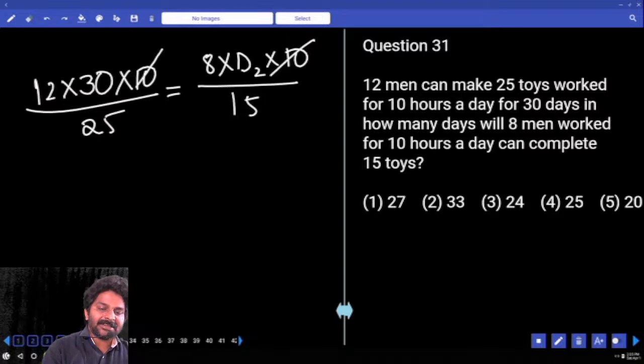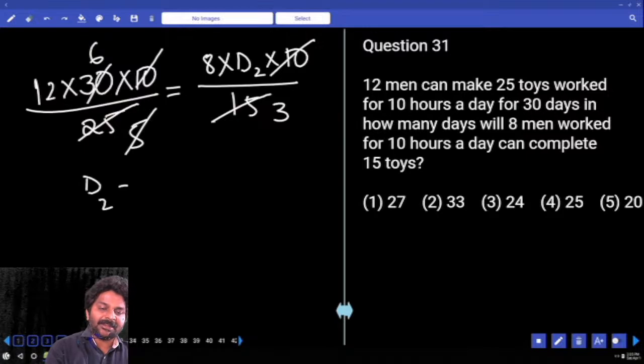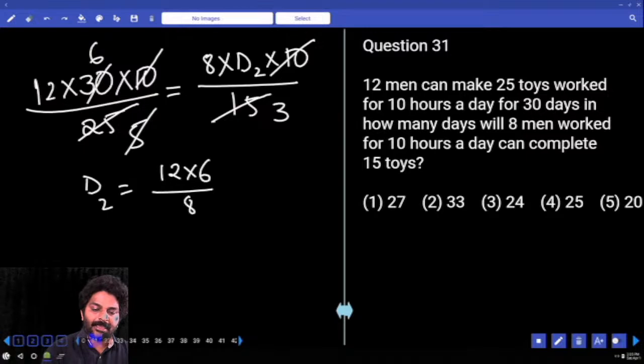10 cancellation. Now 5, 3 times, 5 times, 6 times. So I can directly write D2 is equal to 12 into 6 by 8. 4, 3 times, 2 times.